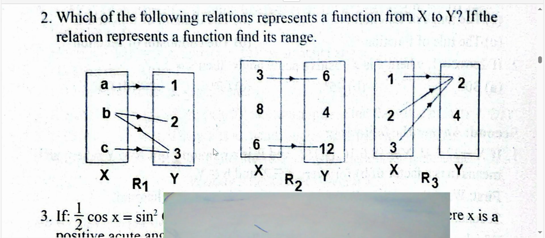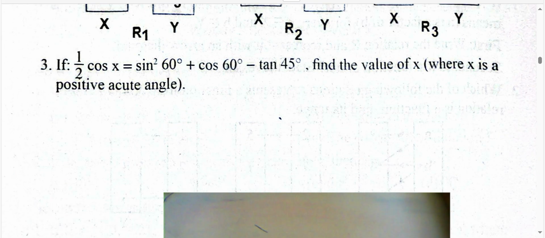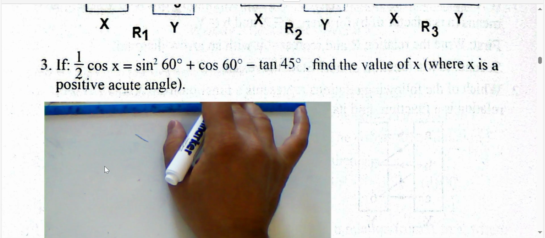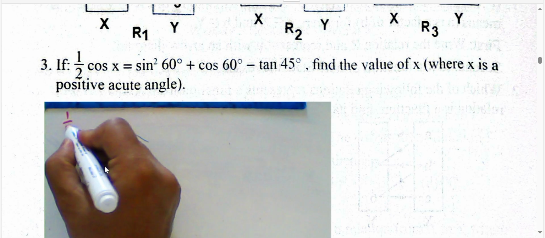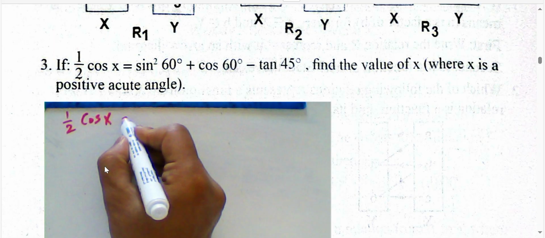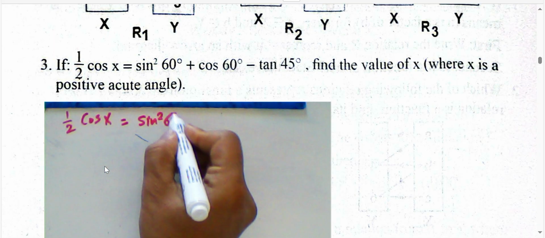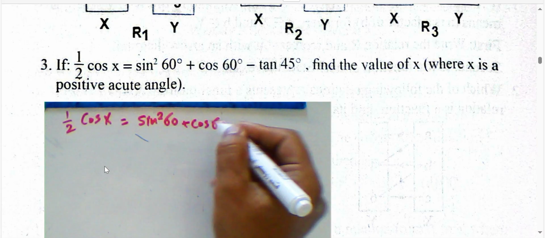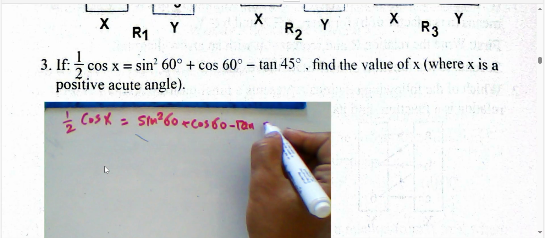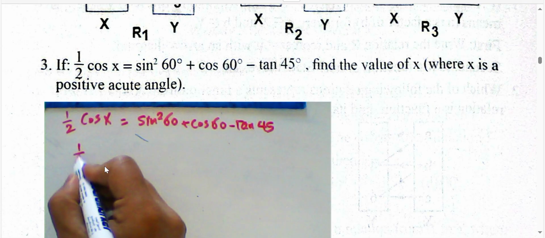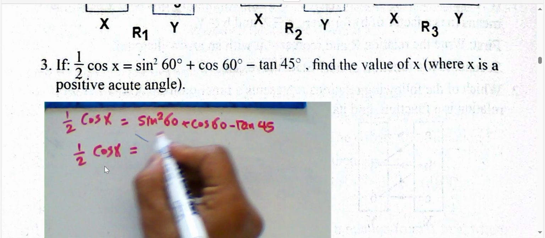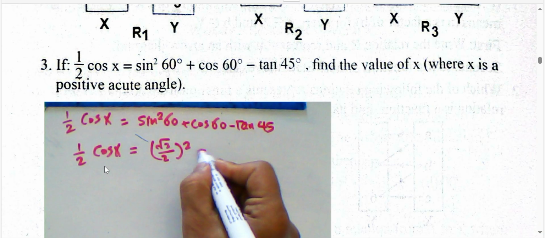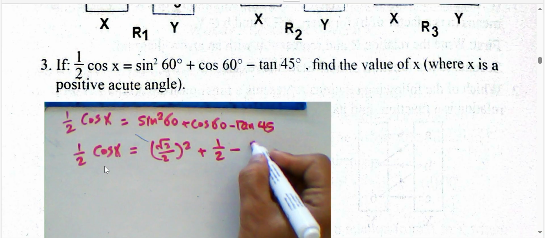Next question number 3. We have half cosine x equals sine 60 to the power 2 plus cosine 60 minus 1 over 4. We can write half cosine x equals sine 60, which equals root 3 over 2, all to the power 2, plus cosine 60, which is half, minus 1 over 4.